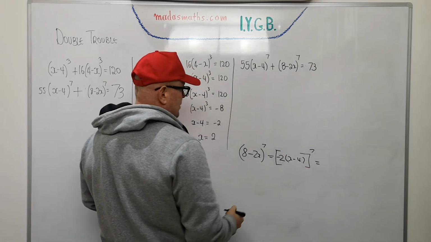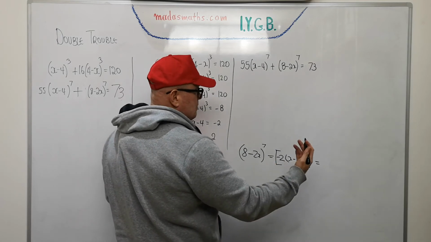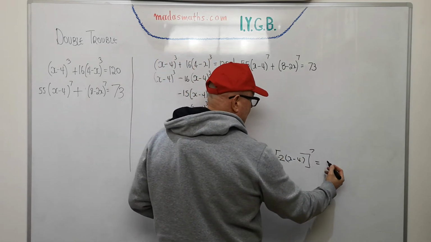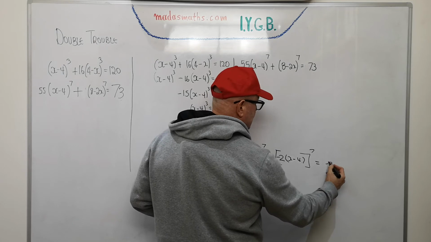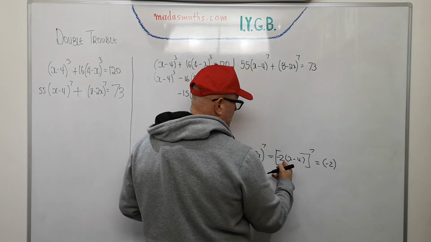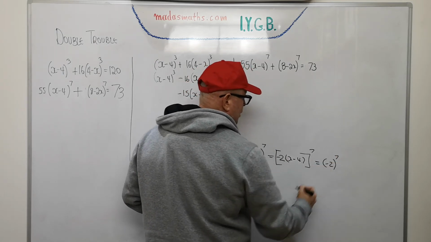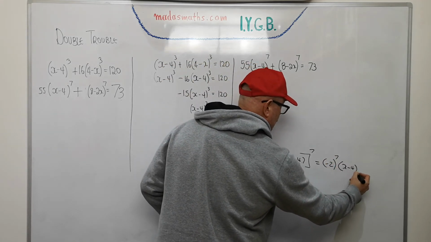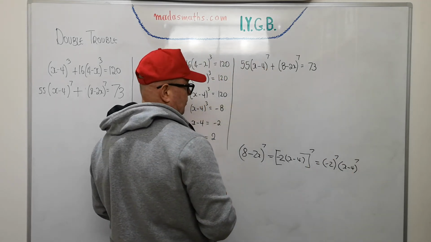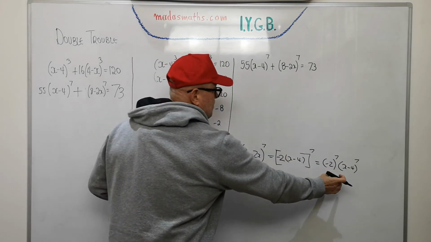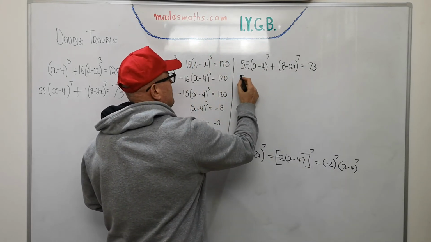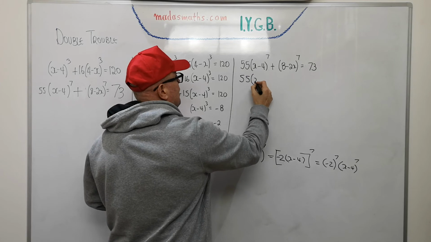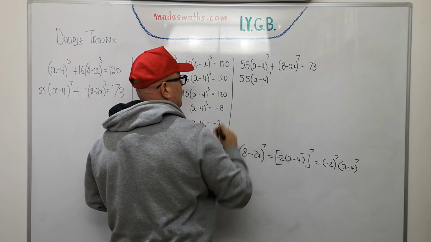And maybe now we can actually do it from first principles, like I was showing you up there a few minutes ago. So I can actually write minus 2, that's the minus 2 in there, all to the power of 7 times x minus 4 to the power of 7. So this is going to be my result I'm going to write up there. So let's prepare the equation. 55 x minus 4 to the power of 7.